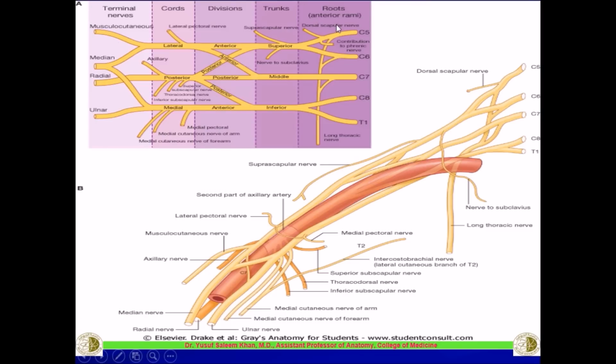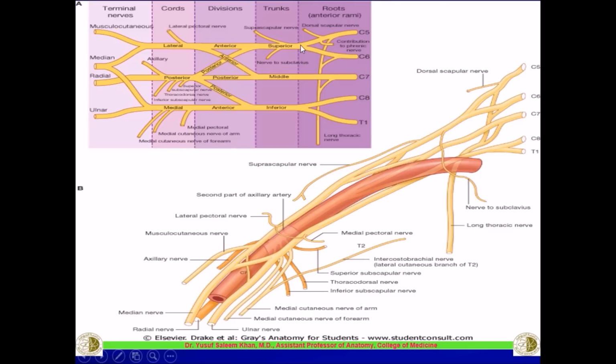Now again, I am repeating it so that you can understand and remember for the final term. So first, the divisions of the whole of the brachial plexus. It is divided into roots, trunks, divisions, cords and terminal branches. The roots of the brachial plexus are formed by C5, C6, C7, C8 and T1.